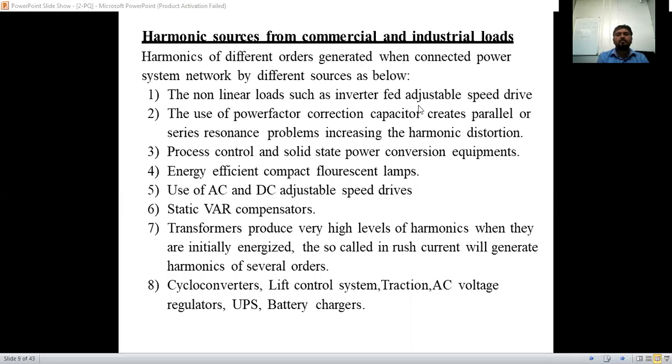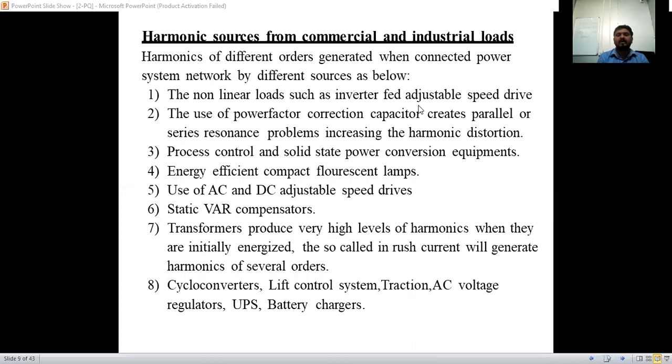So the third one is process control and solid state power conversion equipment. We can control the manufacturing process in rice mills and similar places with solid state devices. Process control and solid state power conversion equipment will produce harmonics there.